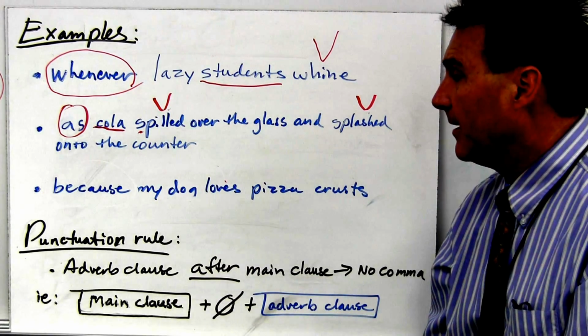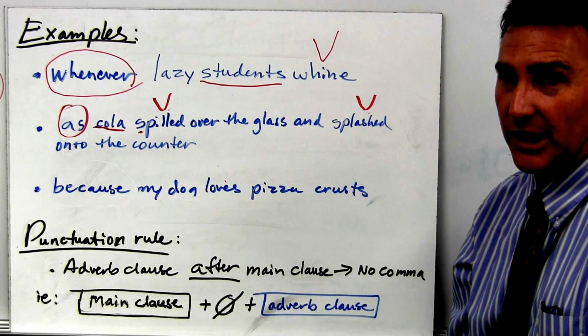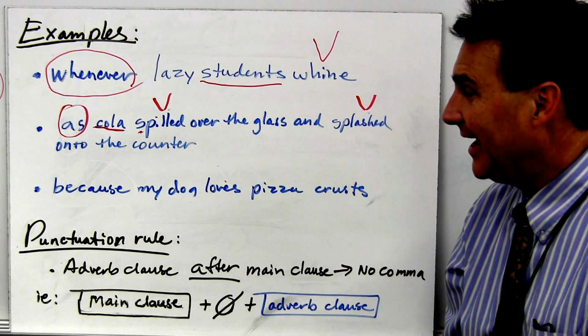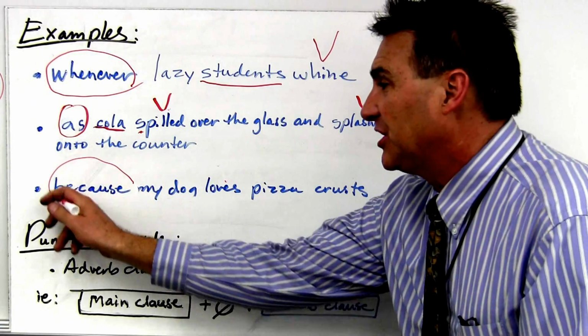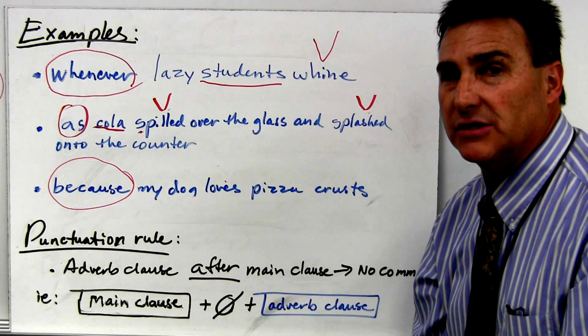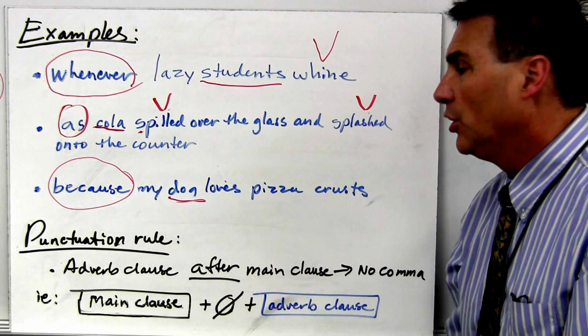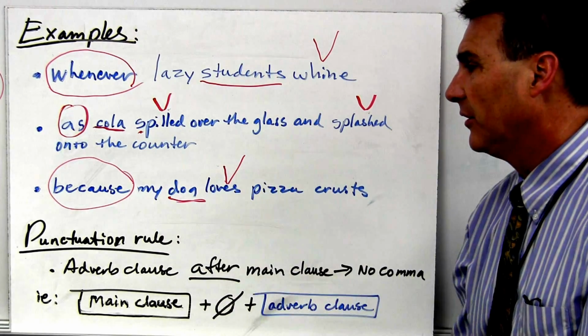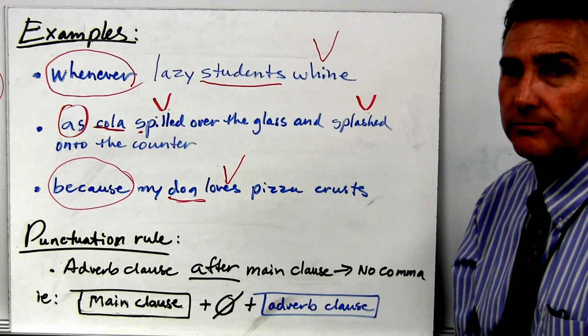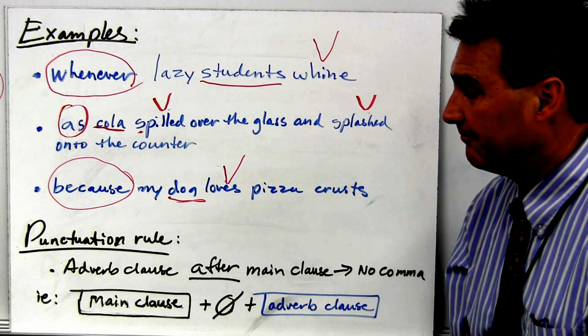Next example. Because my dog loves pizza crusts. Does your dog love pizza crusts? Anyway, the subordinating conjunction is because. Because my dog loves pizza crusts. What's the subject? Subject is dog. What's the verb? Verb loves. So there we have another adverb clause.